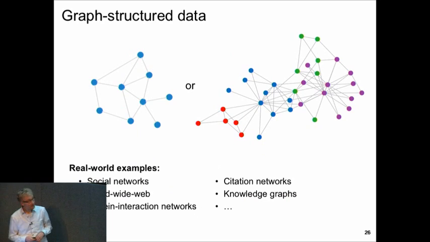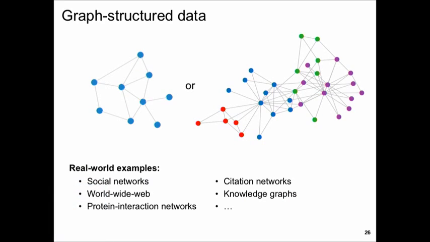Right? So there's a lot of graph structured data in the world. I already mentioned knowledge graphs, but there's citation networks, protein-protein interaction networks, clearly the World Wide Web, social networks, and so on.